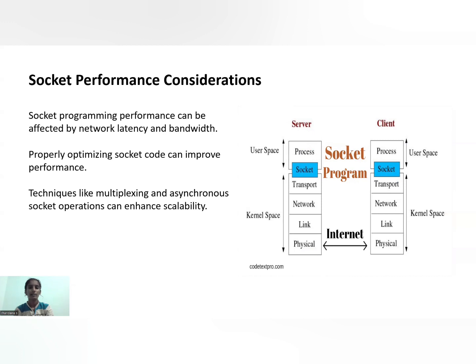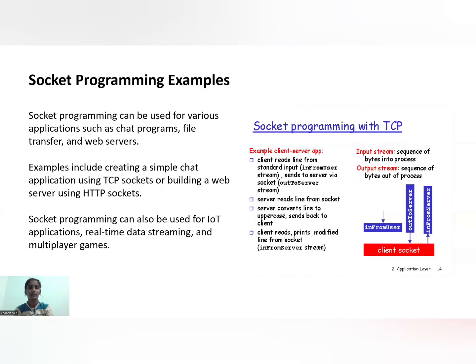Socket performance considerations. Socket programming performance can be affected by network latency and bandwidth. Properly optimizing socket code can improve performance. Techniques like multiplexing and asynchronous socket operations can enhance scalability.